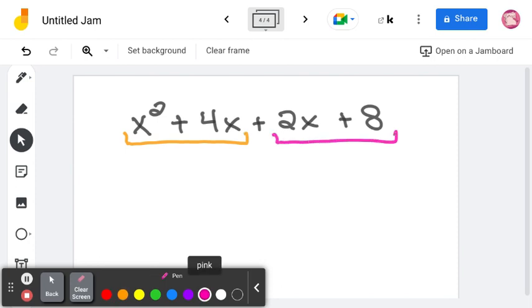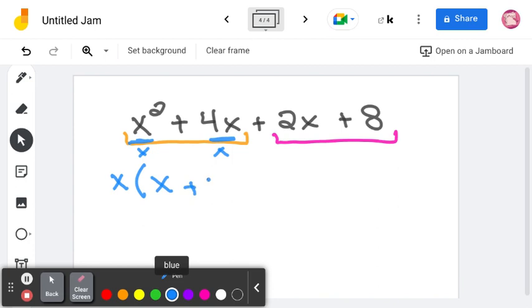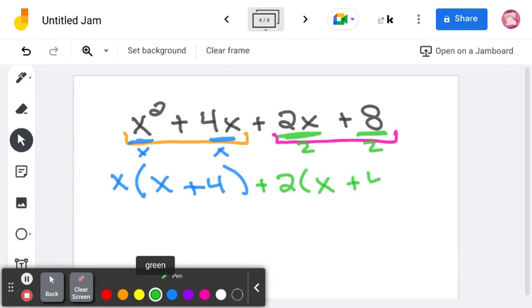And then I'm going to take the GCF of each group. So the GCF of the first group is x to the 1. If you take a GCF out of each one of these, you would end up with x to the 1 plus 4. And then I'm going to take the GCF of the second group, 2x plus 8. So that GCF is a 2, and you're left with x plus 4.